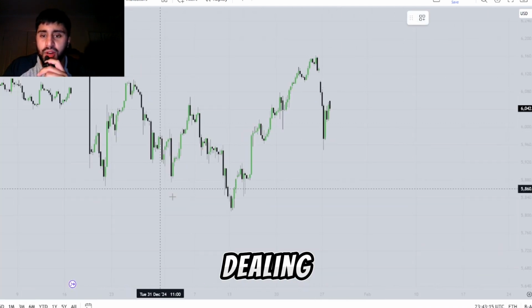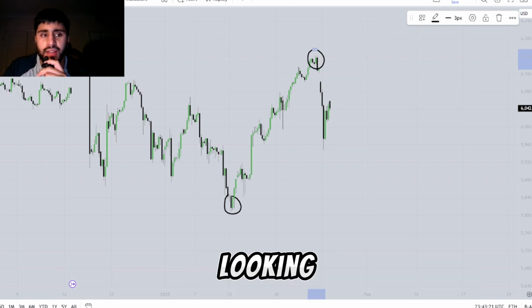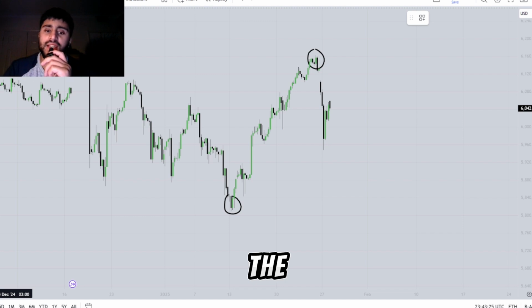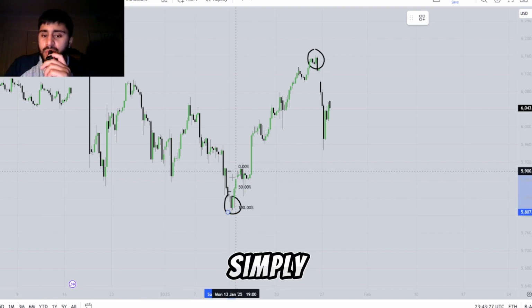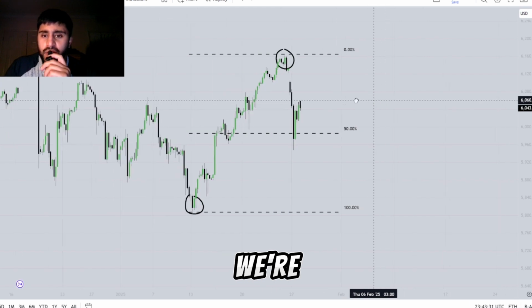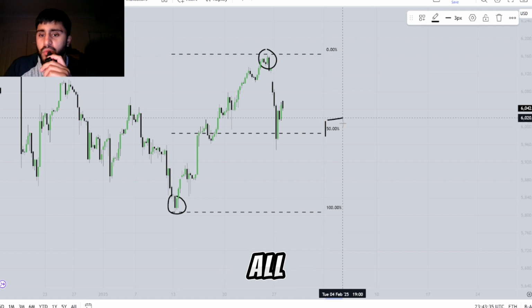Now from here, we have a dealing range, right? A dealing range is simply the most recent structural high and the most recent structural low, right? So we're looking at these two areas. This is step two. Step one is market structure. Step two is the dealing range. The dealing range is simply the most recent swing low to the most recent swing high. Right now, from here, we're looking at an area, right? The most important number here is this 50% level, and we all know why.